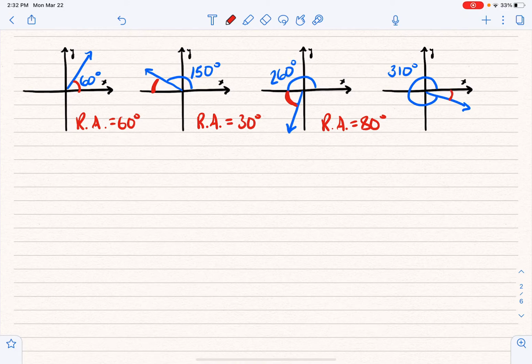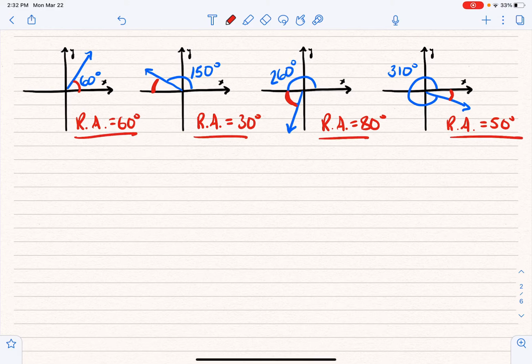And for this one, it's going to be how much do I have to go to close that off. And so how much more do I have to go to get all the way to 360? Well, that would be 50. So the reference angle is 50 degrees. Notice the reference angle is always acute because it has to be. The reference angle is always the acute angle in between the terminal side and the x-axis.